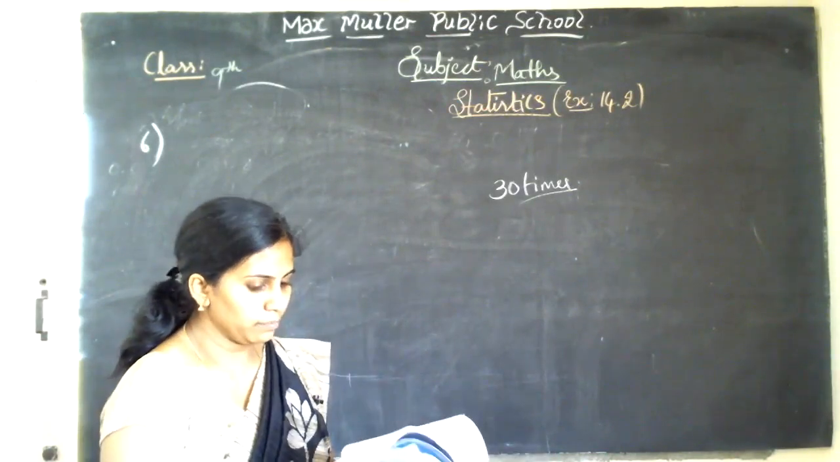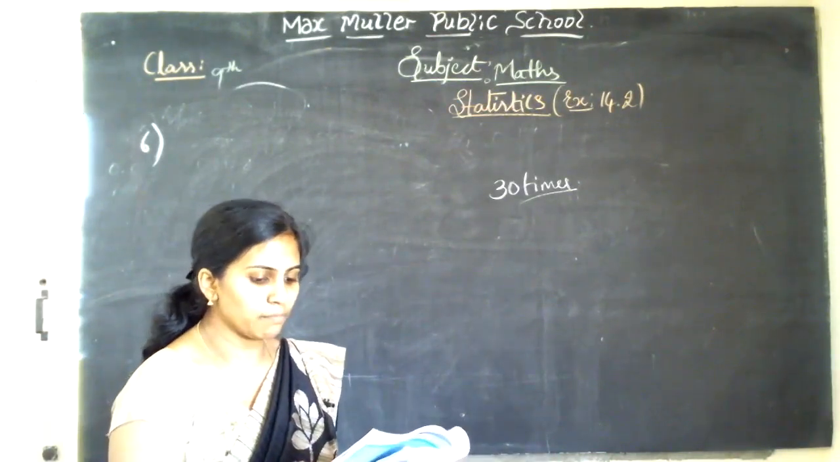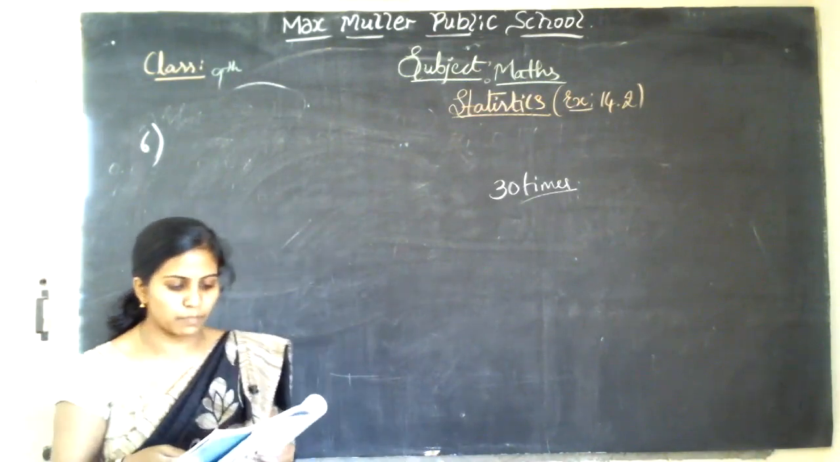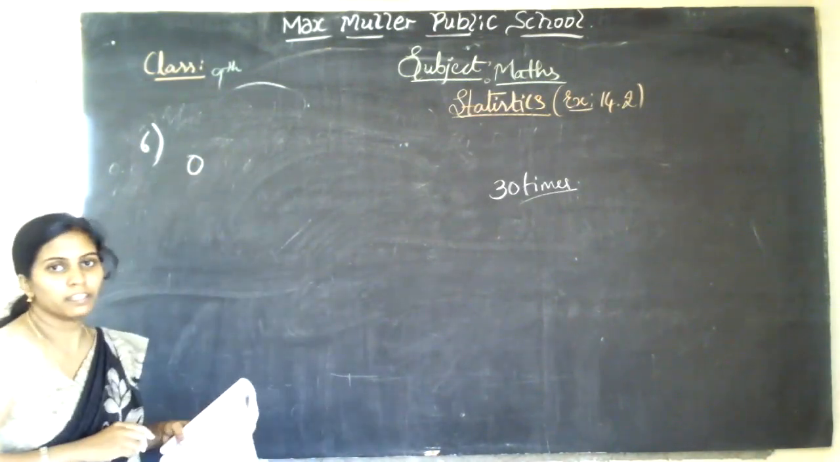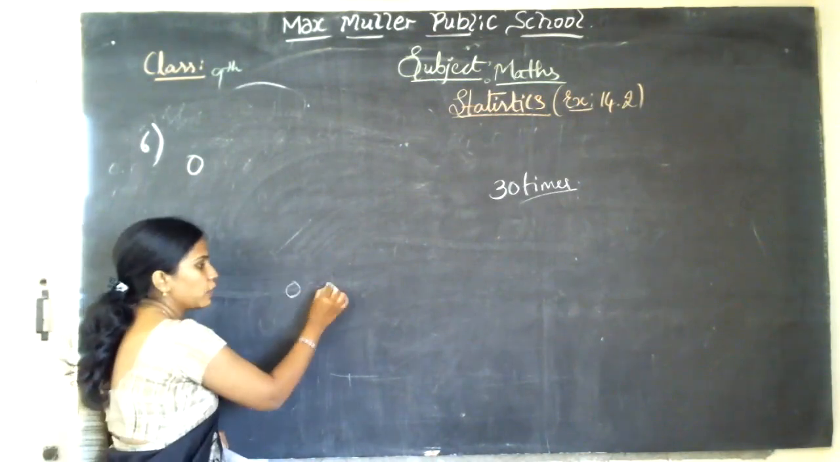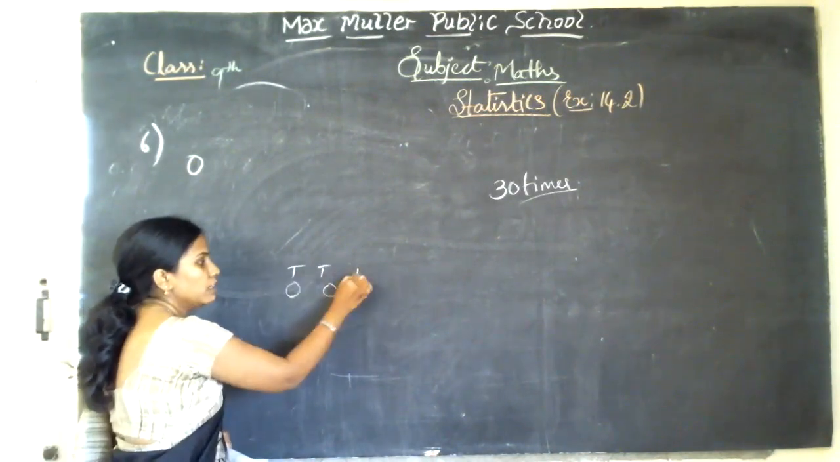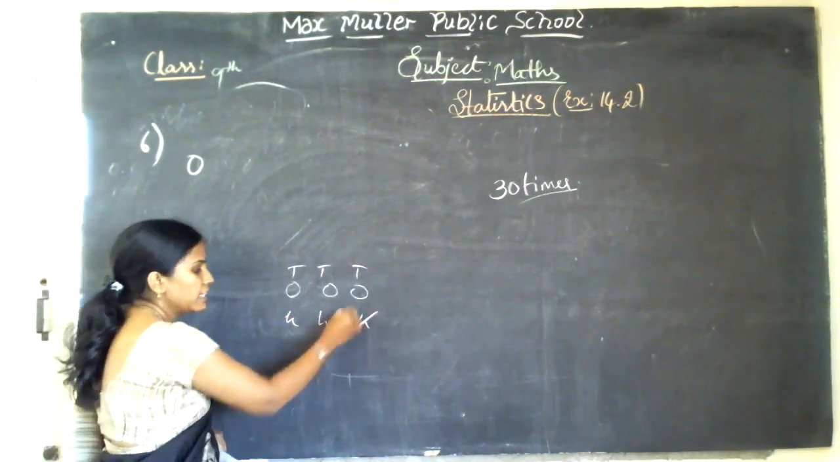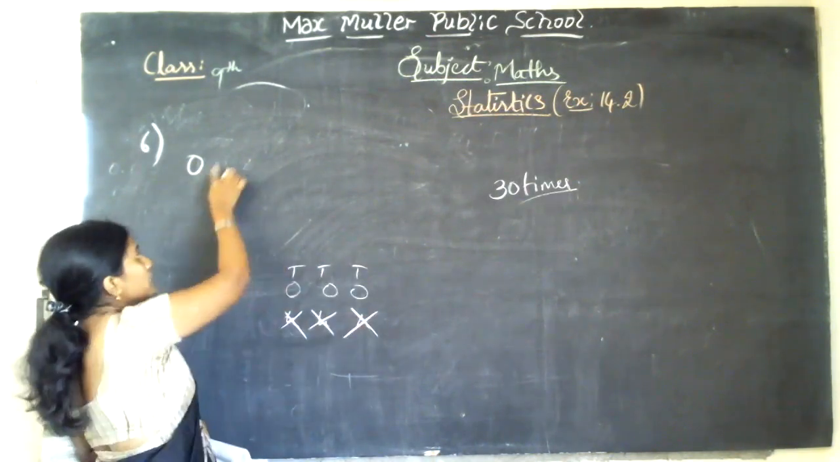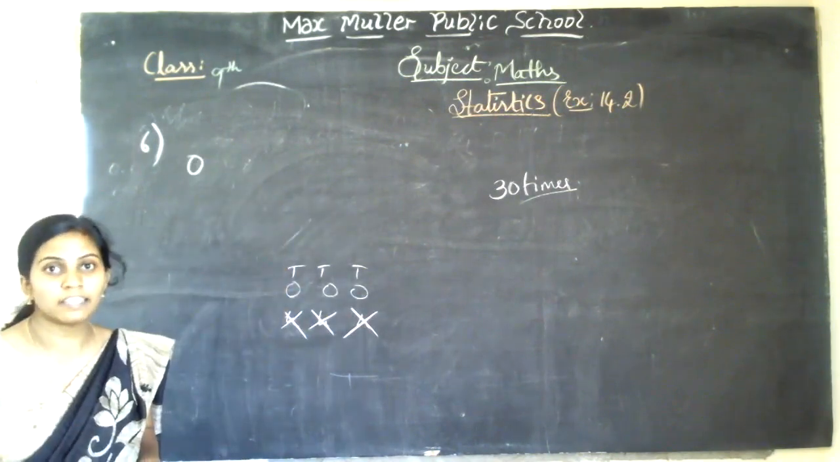So each time, the number of heads occurring was noted. They have given 0. What does that mean? When they tossed 3 coins, all were tails. They have not got a head. That's why they have taken it as 0. Number of heads is 0.